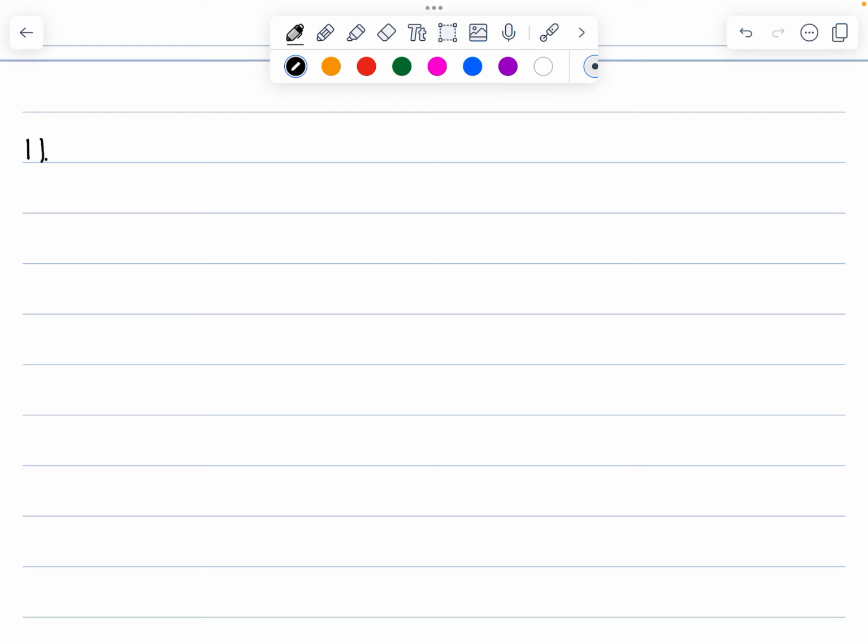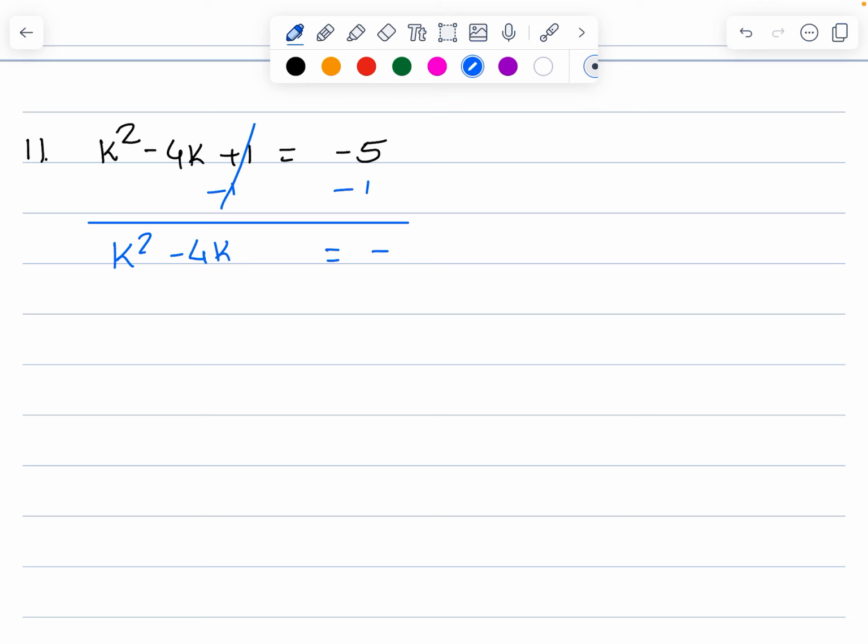So this one will be using some complex number concepts. We'll try k squared minus 4k plus 1 equals negative 5. So I'll subtract 1 on either side. 1 cancels. k squared minus 4k equals negative 6. 4 divided by 2 is 2. 2 squared is 4. So adding 4 on either side, it becomes (k minus 2) whole squared equals negative 2.